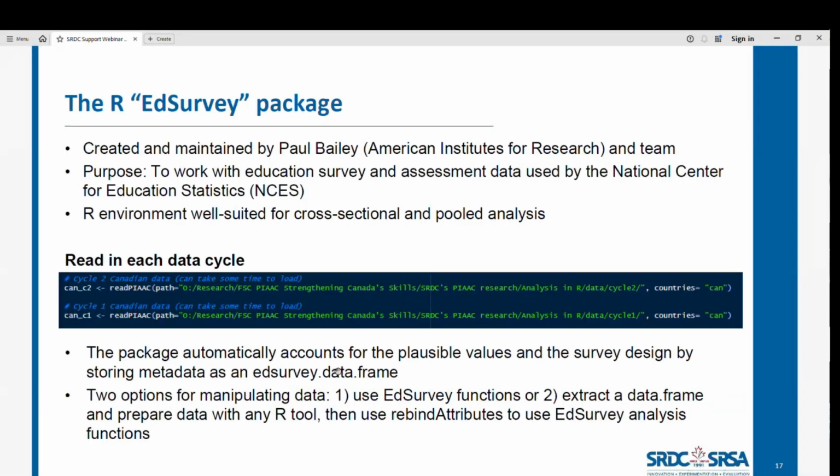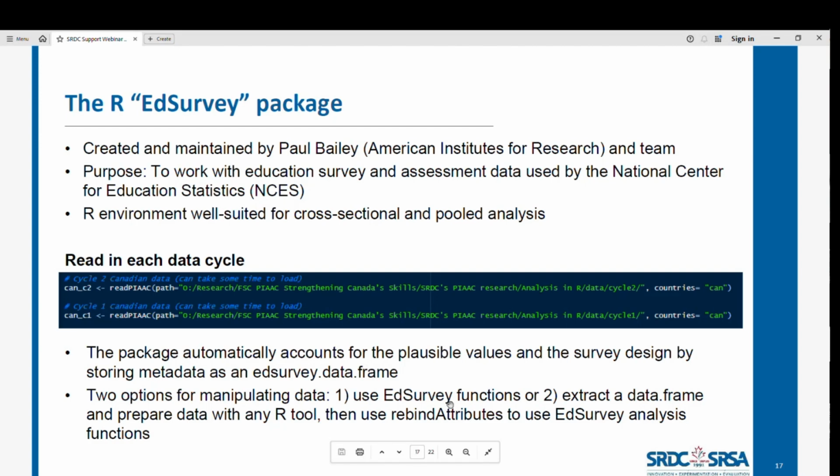So this R environment is really nice. You can read it in, and you can draw different analyses using these EdSurvey data frames. So I find it really well suited for cross-sectional analysis. There are 2 options for manipulating data in EdSurvey, and this is where things become, as an analyst, I find a little bit more clunky to work with. So say you want to remove from cycle 2 your doorstep participants, maybe you want a subset, maybe you want to create new variables.